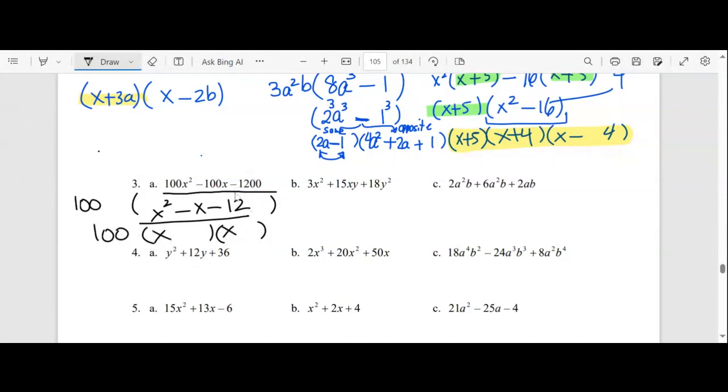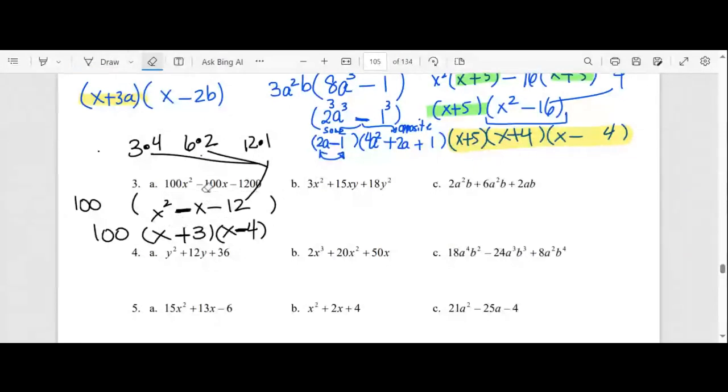12 is what by what? It can be 12 times 1, 6 times 2, or 3 times 4. Which one will we choose? You need the difference. The difference has to be negative x. So the only one that gives you this is 3 and 4. So the 3 will take the positive and the 4 will take the negative. Easy? All right, let's move to the next one.